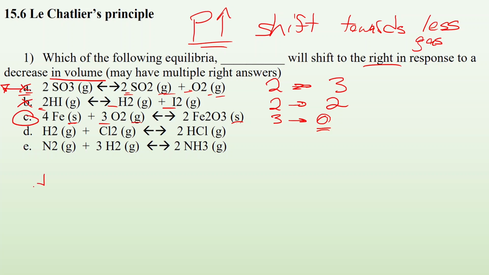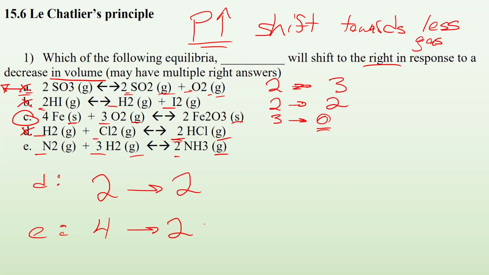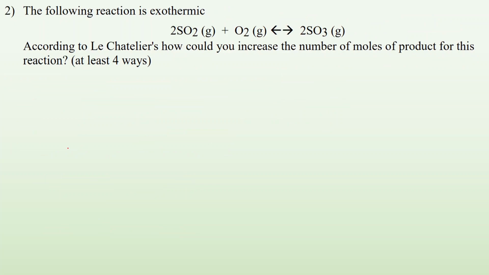For choice D, we have 1 mole of H2 and 1 mole of Cl2. So we start with 2 moles of gas, and on the product side, there's also 2 moles of gas. So no effect there. Choice E, we start with 1 mole of N2 and 3 moles of H2 gases. Both of them are gases, so we start with 4 moles on the left, and on the right side we only have 2. So if we increased the pressure, it's going to shift to the right, because on the right, there are fewer moles of gas.